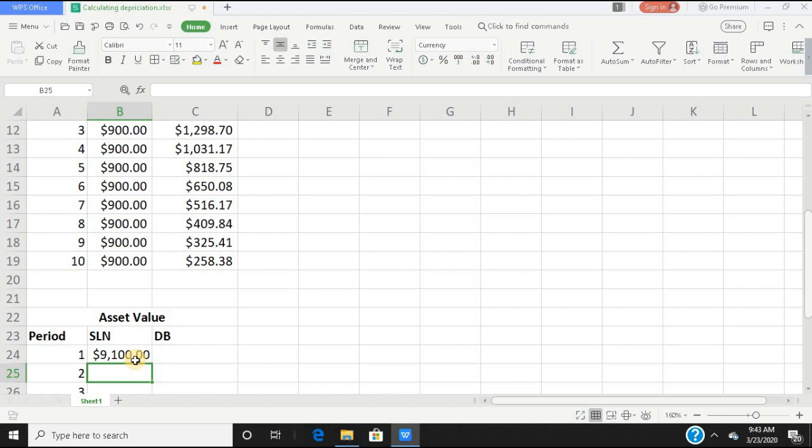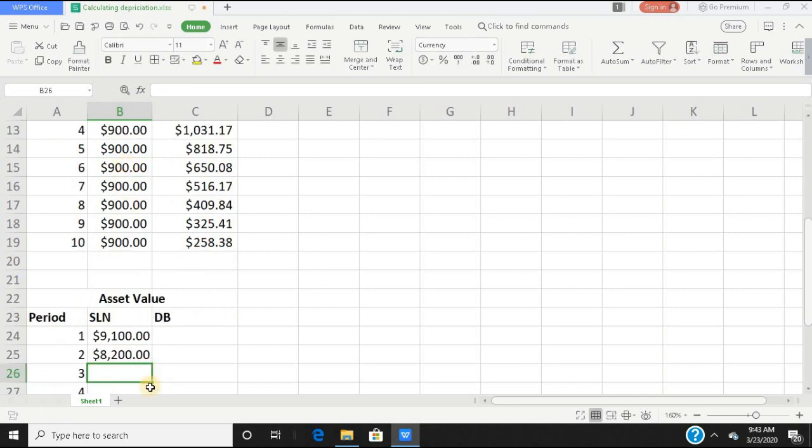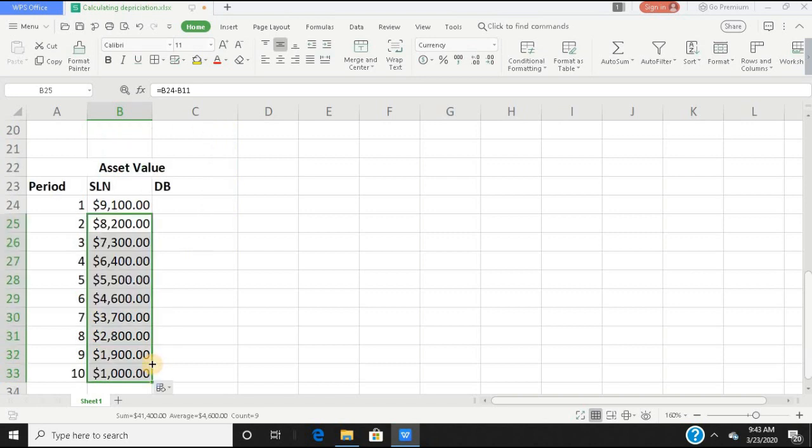Now how much would it be in the second year? It would be the asset value in the first year minus the depreciation in the second year, right? So once you drag it from here, your model is ready. Okay, you can see in the 10th year the residual value is $1,000.